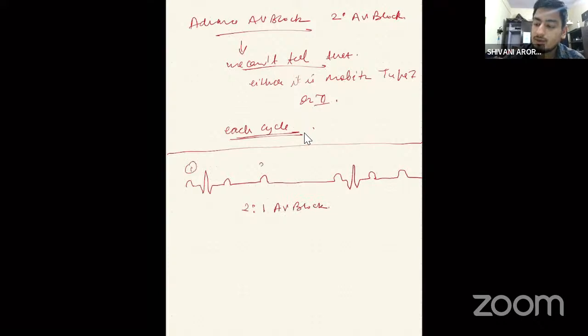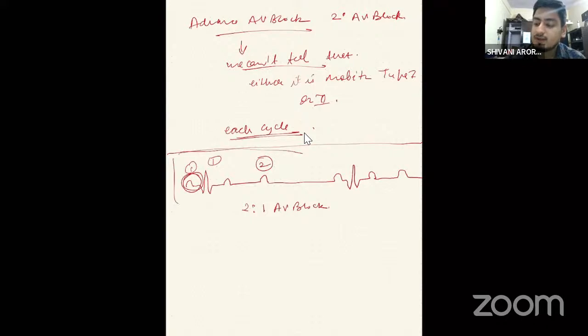We have 2 P waves in each cycle and 1 QRS in each cycle. So this would be a 2:1 AV block, definitely, but we cannot tell whether it is a Mobitz type 1 or Mobitz type 2 block. Why? Because we don't have a PR interval to compare.